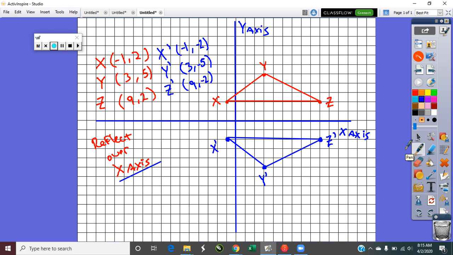Again, if you need to rewatch this several times, you're not going to see anything different than what I've done. You're going to reflect over a y-axis or you're going to reflect over an x-axis. Please, please, please, if you need to watch this video over again, by all means do so. Please remember to write these coordinates for every single problem.